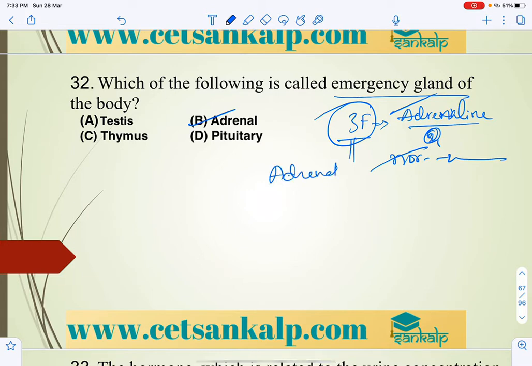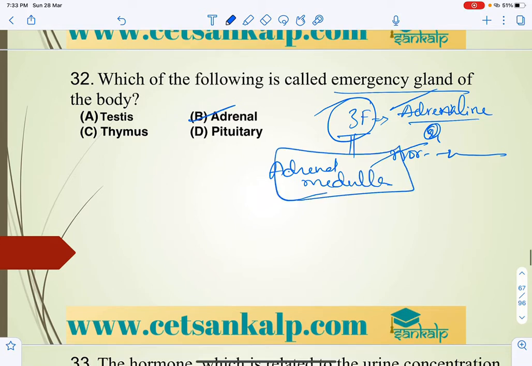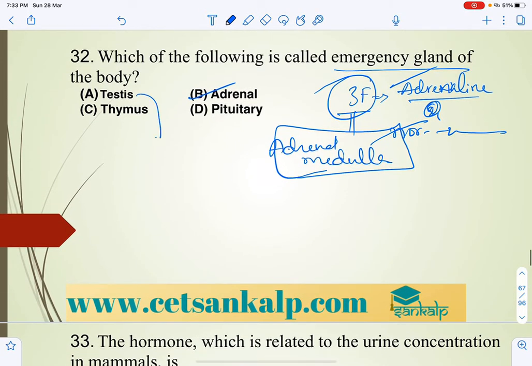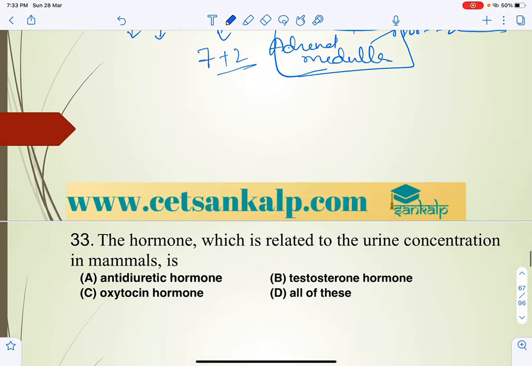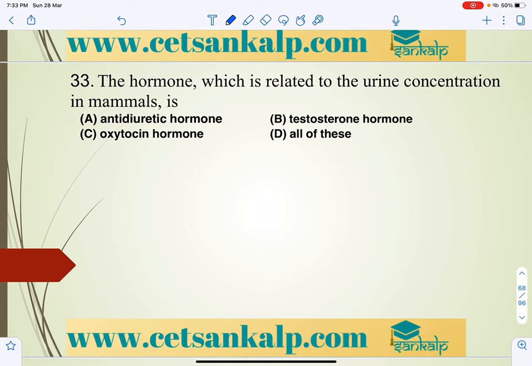Here they can also give the histological part, adrenal medulla. And testis, which generally produces testosterone, and thymus, thymosin, and pituitary, many hormones. In total, 7 hormones are produced by the pituitary, whereas 2 hormones are stored. Which hormone is related to the urine concentration in mammals?